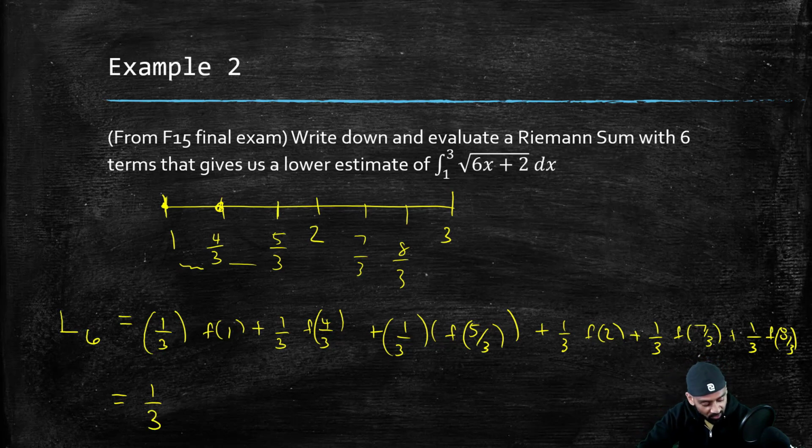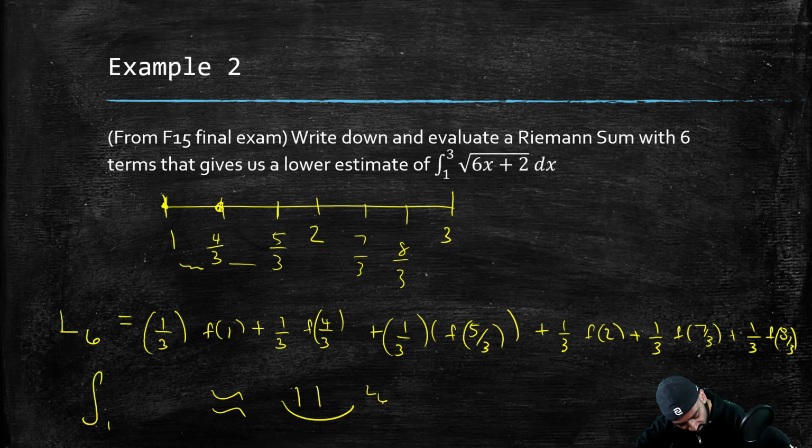All right, so if you nail all this, I don't know what you get, but I'll guarantee you this, whatever answer you get here, we'll call it smiley face, which was the L6 that we just calculated. That's only an approximation of what exactly the integral from 1 to 3 of square root of 6x plus 2 would be, right?